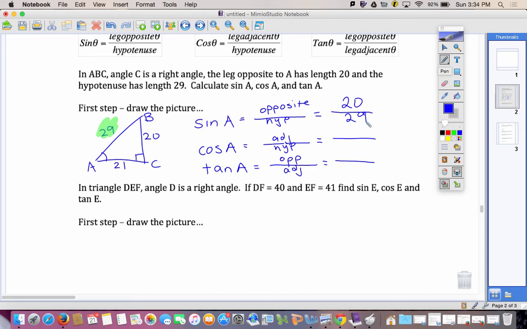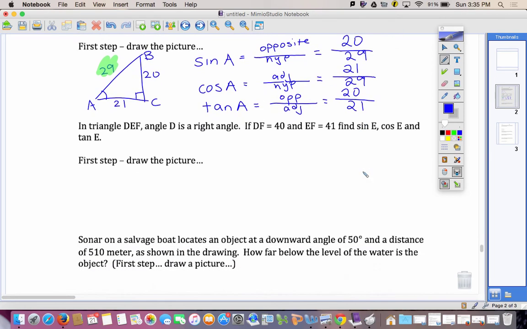Now cosine of A is the leg adjacent to A, which is 21, divided by the hypotenuse of 29. So the cosine of A is 21/29. And tangent of A is the leg opposite of A, which is 20, divided by the leg adjacent to A, which is 21. So tangent of A is 20/21. Go ahead and draw, or look at this next problem.